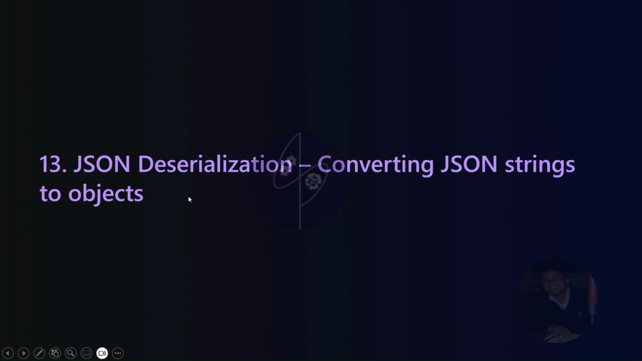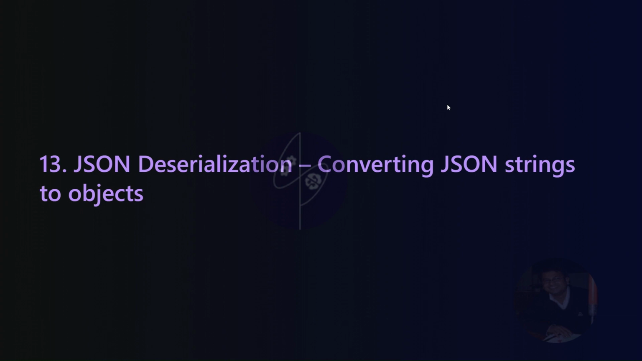Welcome back. Now we will discuss JSON deserialization. JSON deserialization is the process of converting JSON, JavaScript Object Notation, strings into equivalent objects in a given programming language. This allows you to take a piece of text that represents structured data and turn it into native data structures such as objects, arrays, dictionaries, or lists, depending on the language you are using.